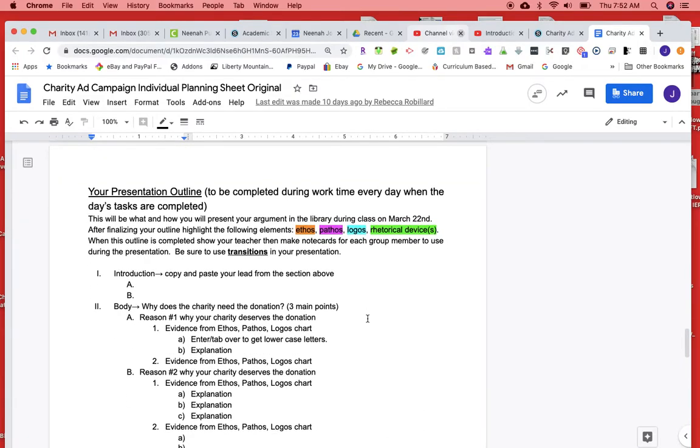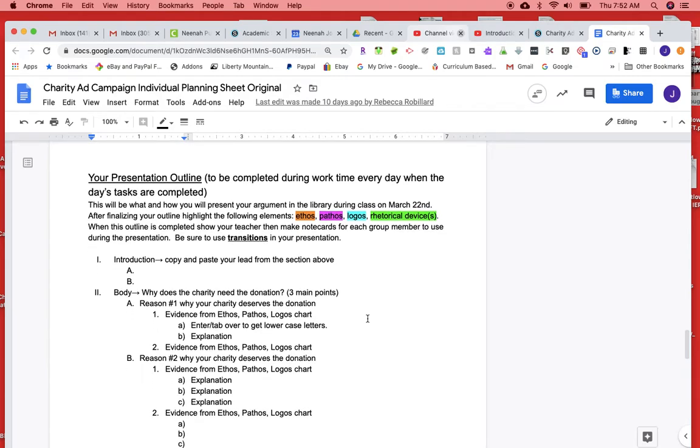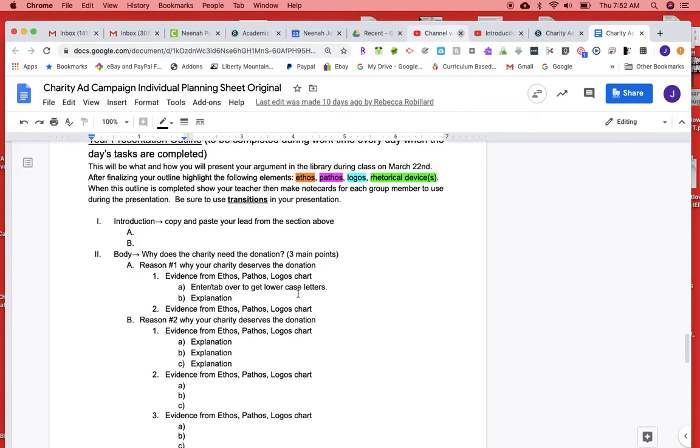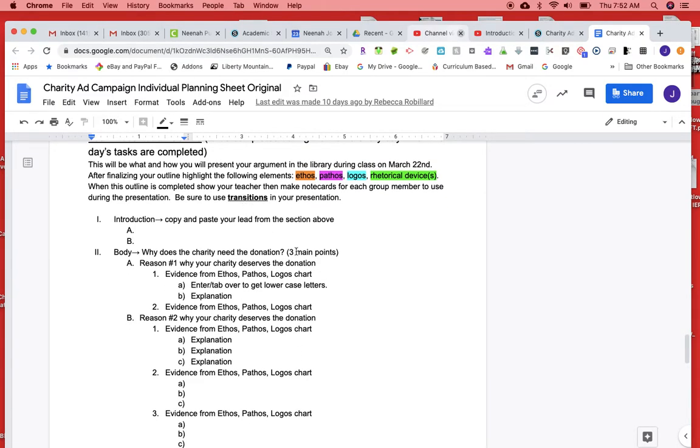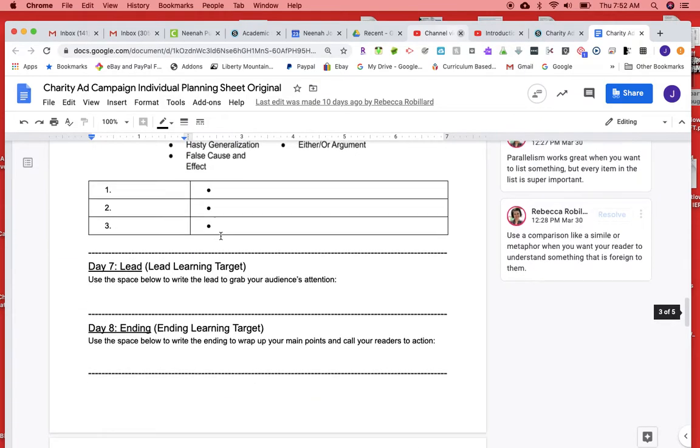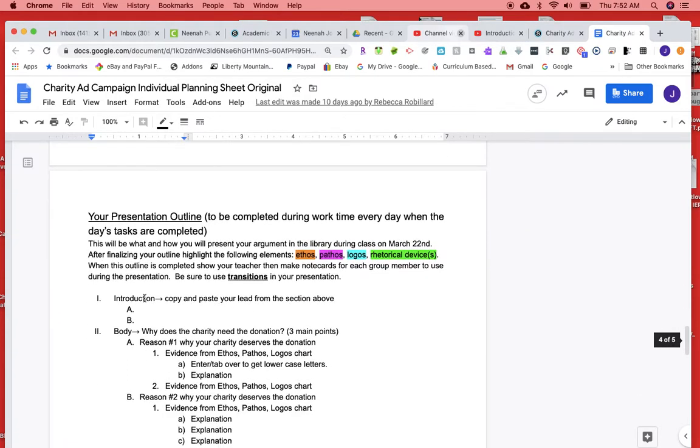When this outline is completed, show your teacher, then make note cards for each group member to use during your presentation. Be sure to use transitions for your presentation. So when she's talking about transitions, if we are going from one topic to another topic of importance of your charity, make sure you have some type of transition. So what you're going to do is copy and paste your lead that you did up here from day 7 down here.